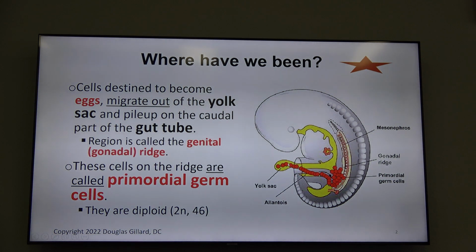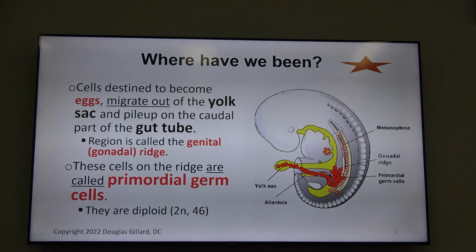So the whole story started about week 4 after folding occurred, which we'll get to, but a yolk sac forms, and the walls of the yolk sac give rise to these weird cells, and they migrate out of the yolk sac, and they start piling up here on the back of this long tube. This is called the gut tube. And where they pile up, we said that's called the gonadal ridge. And this is the very first, the roughest form of an egg. It's called the primordial germ cell. These are diploid. They're 2N, 46 chromosomes. We haven't reduced the number yet. We will, but not yet.